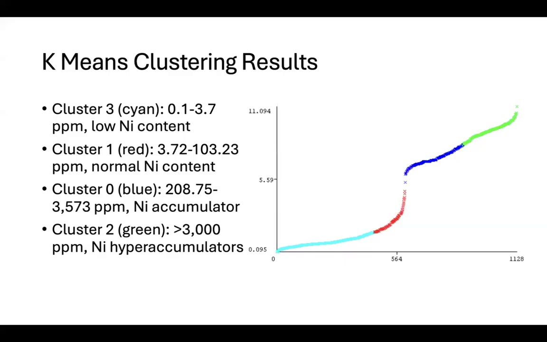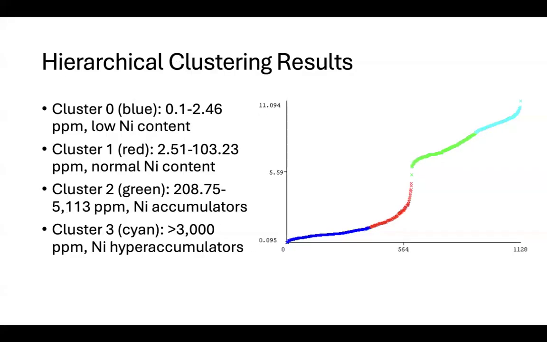The K-means clustering results showed a low nickel content in the cyan section as 0.1 to 3.7 ppm. Normal nickel content is shown in red at 3.72 to 103.23 ppm. Nickel accumulators are shown in blue at 208.75 to 3,573 ppm, and nickel hyperaccumulators are shown in green at above 3,000 ppm.